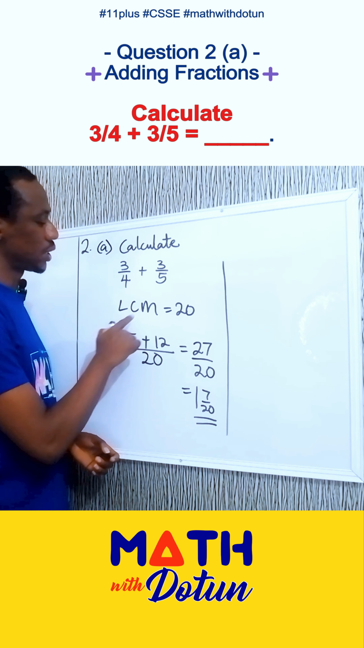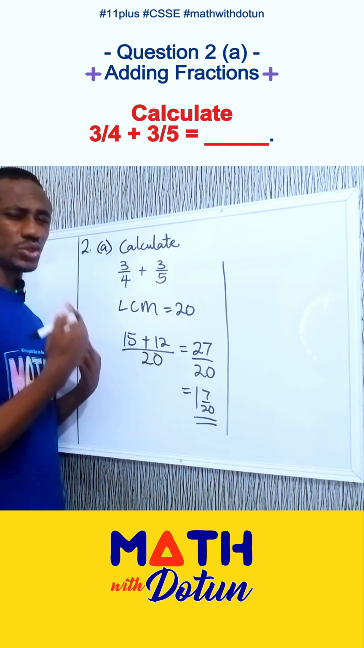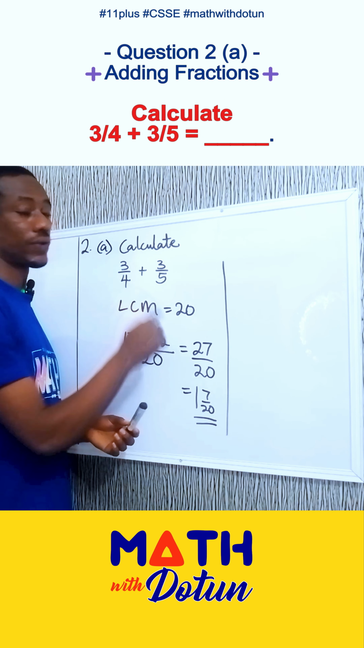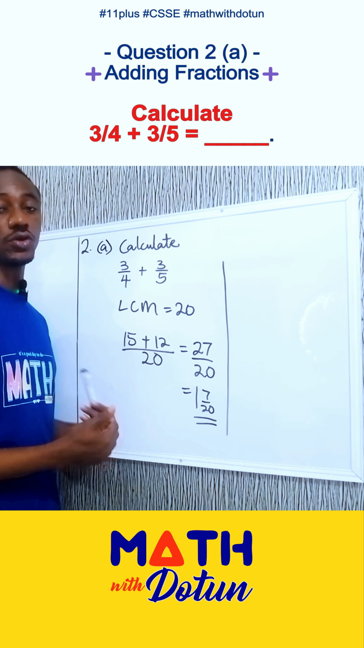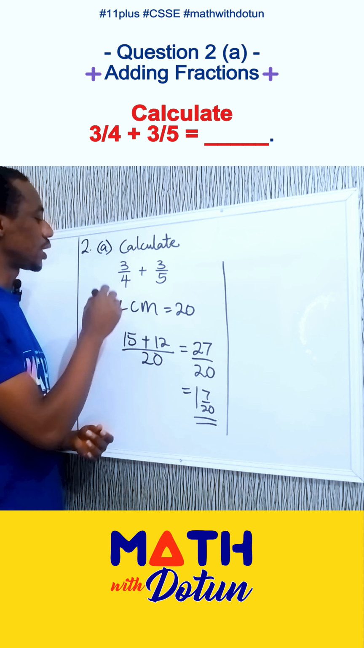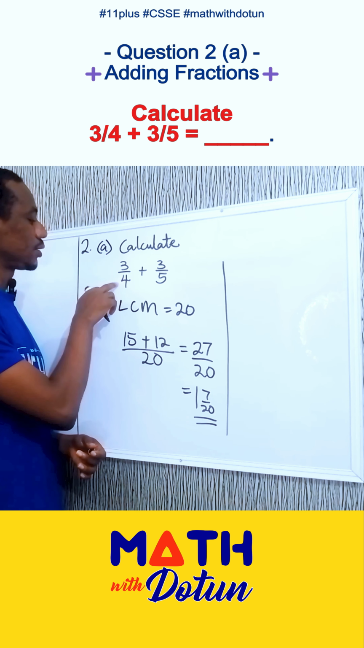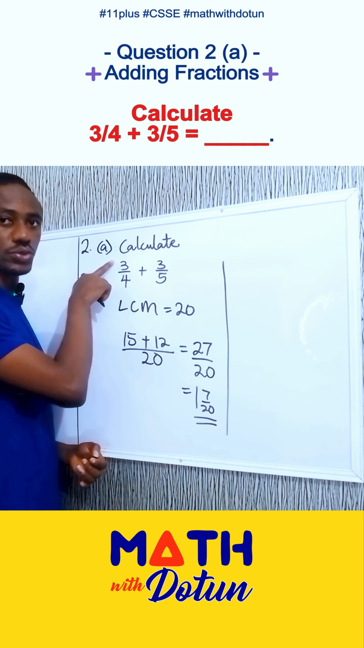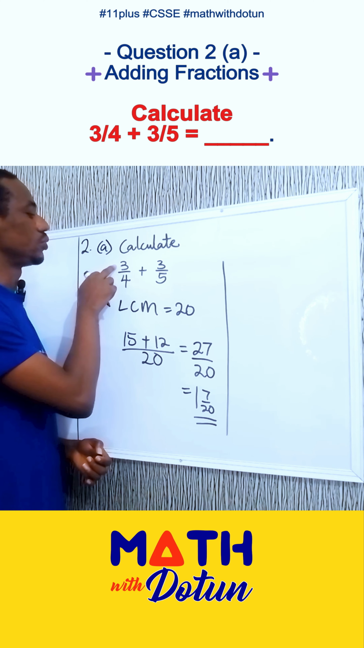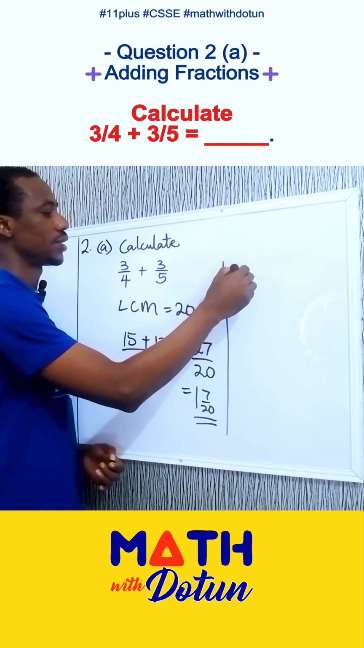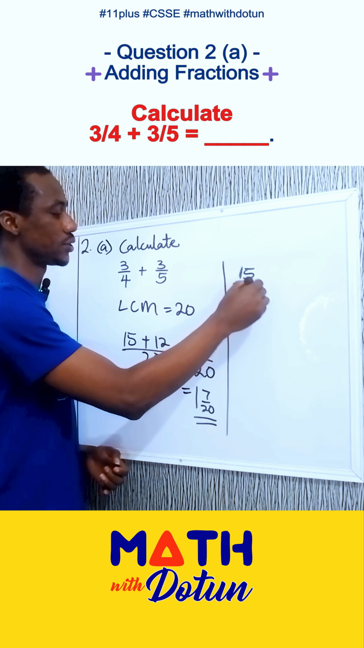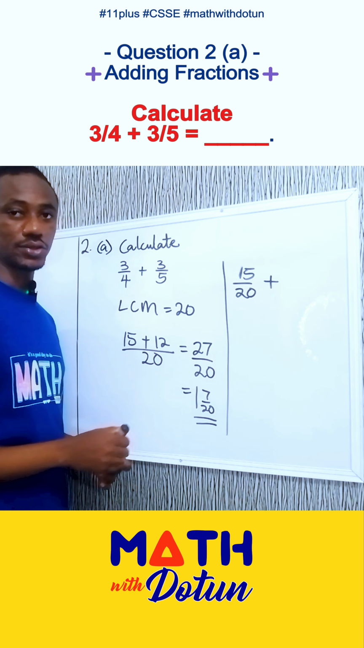So just knowing the LCM is 20, you could write an equivalent fraction such that the two fractions have the same denominator of 20. So for us to do that, we have to multiply 4 by 5 to get 20, and then we multiply the numerator also by 5. So we do 5 times 3, that gives us 15. 5 times 4, that is 20, okay? Now the denominator is 20.